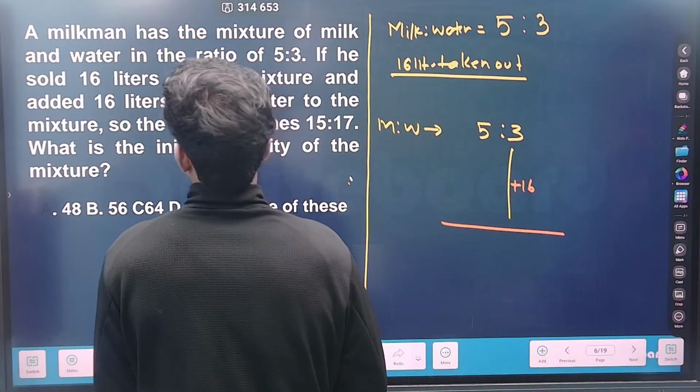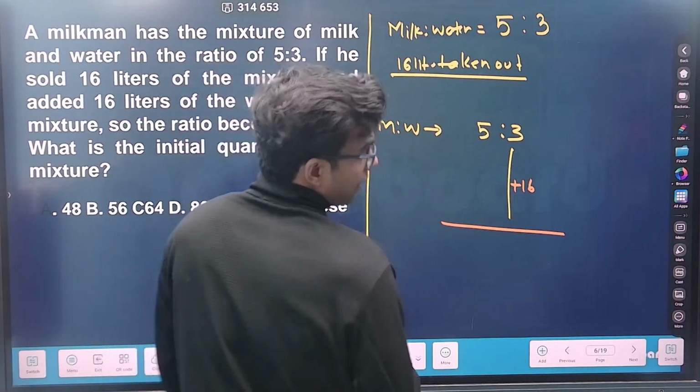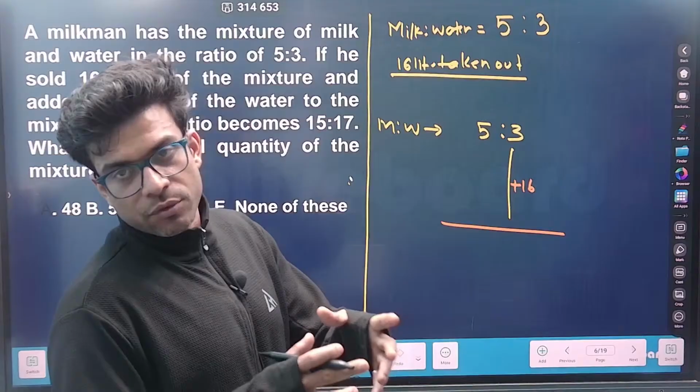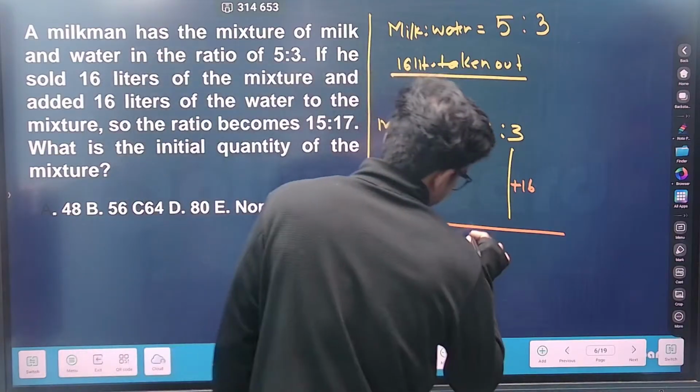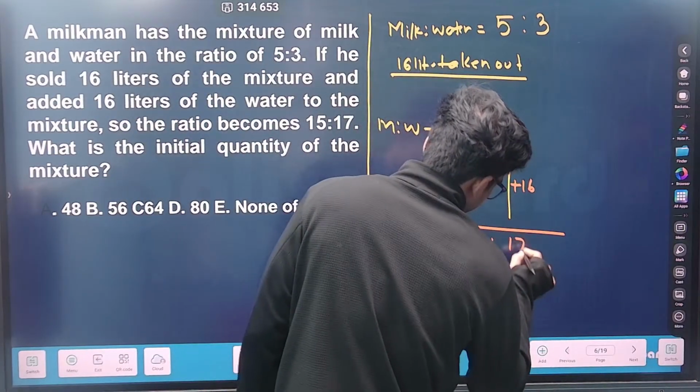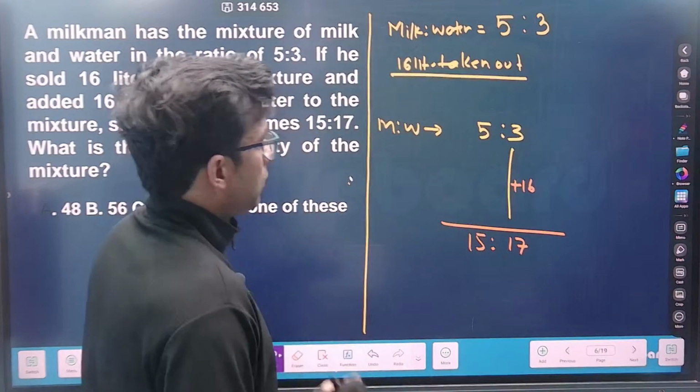Water is added, so the ratio becomes 17. So again, now the final ratio becomes what? 15:17. So this ratio becomes 15:17. I hope this makes sense.